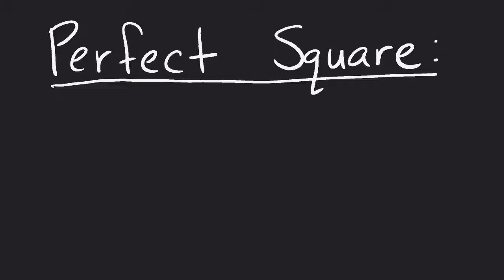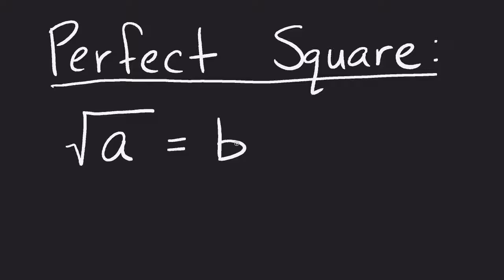A perfect square is any value, so let's call that a for right now, that when I take a square root of it, I end up with a perfect number out of it, meaning a number with no remainder, an integer of some type.